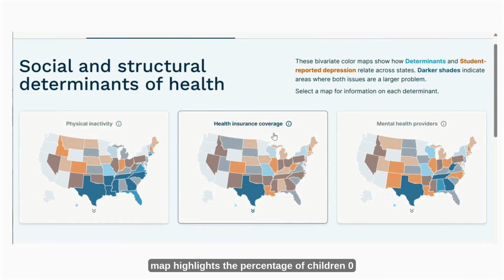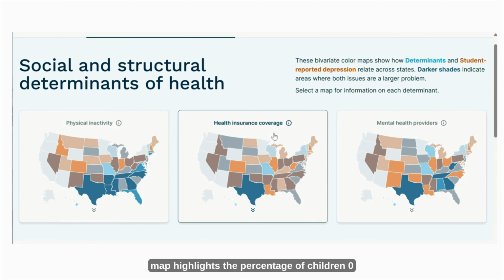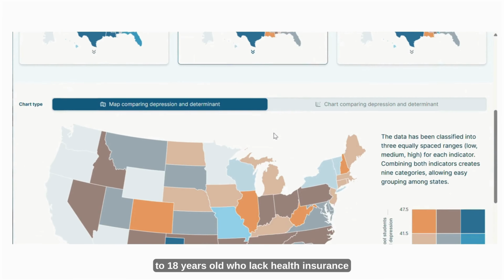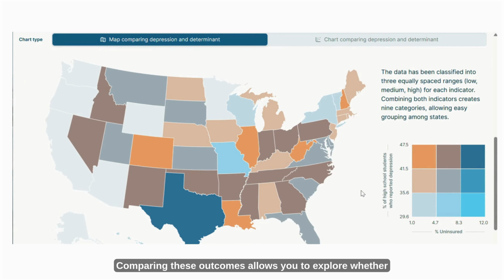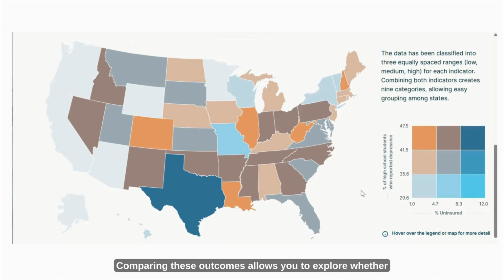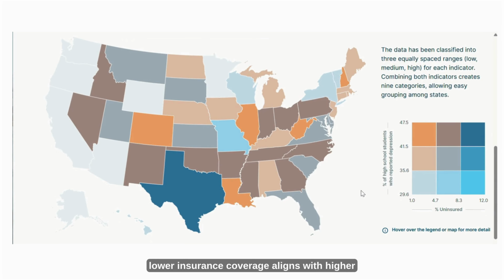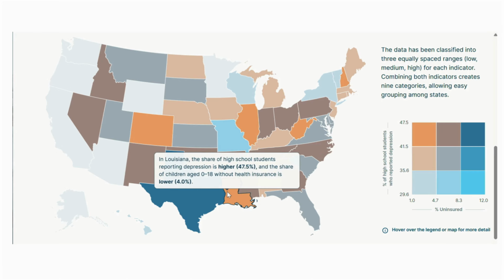The second map highlights the percentage of children 0 to 18 years old who lack health insurance and high schoolers' level of depression. Comparing these outcomes allows you to explore whether lower insurance coverage aligns with higher mental health concerns. As with the previous map, darker shades indicate a larger problem. And again, state level details are available by hovering over a state.